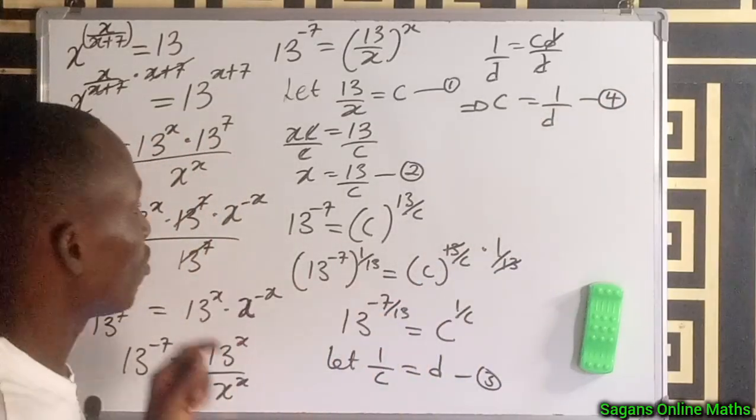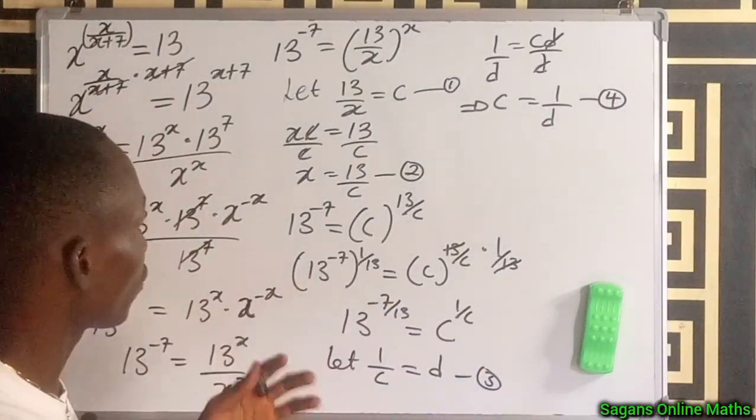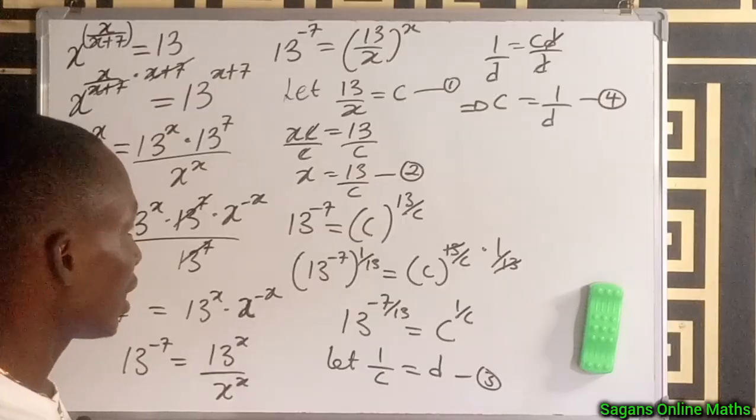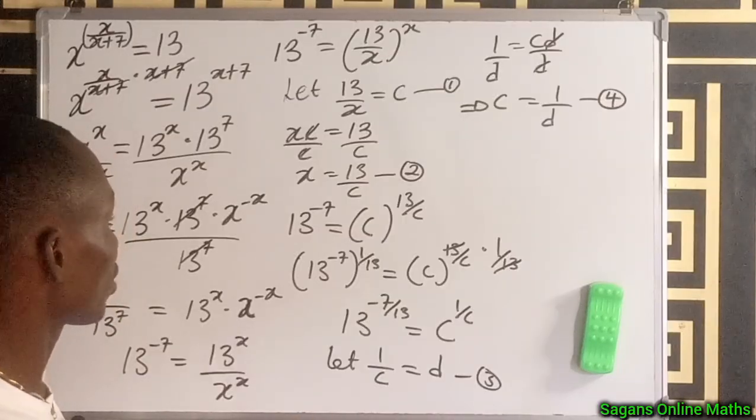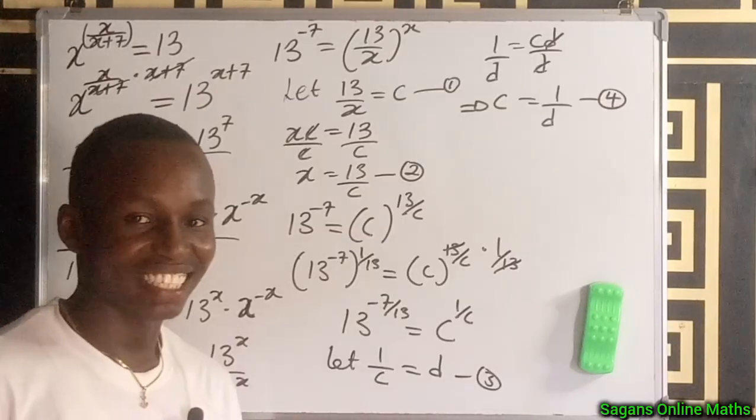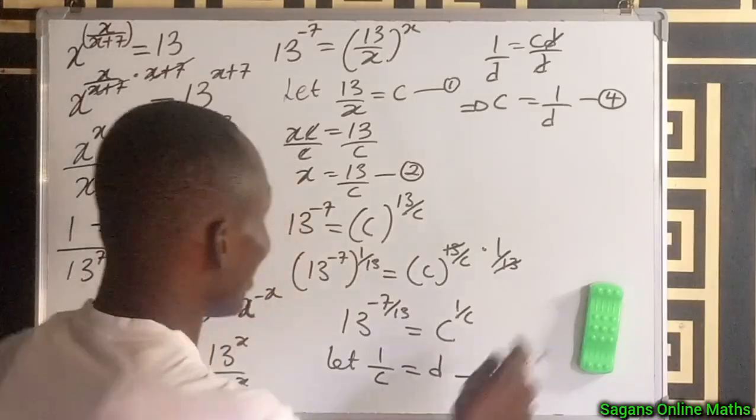That implies that if you can know the value of d, you can know the value of c. If you can know the value of c, you can know the value of x. Wow, this is fantastic, right? And you love it, right? Beautiful. Now let's go back.